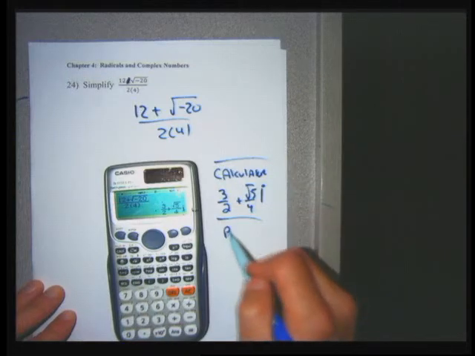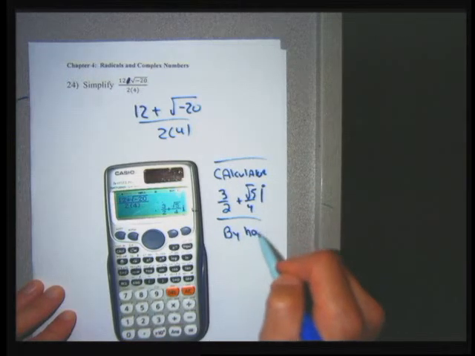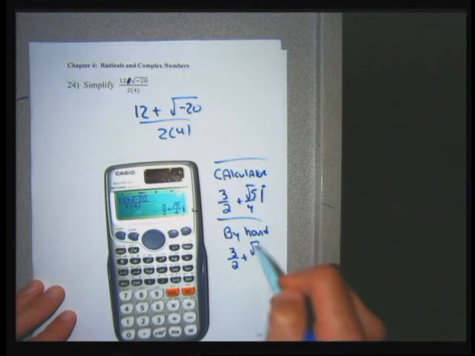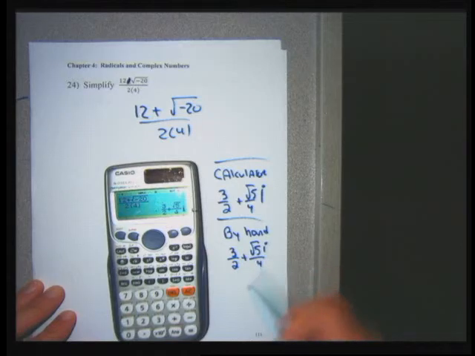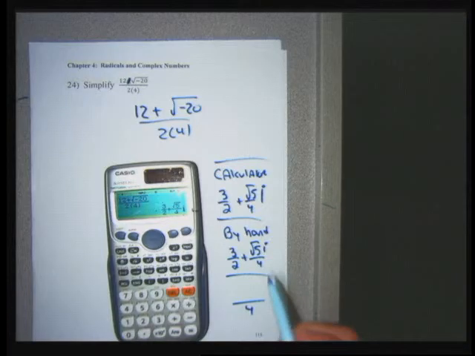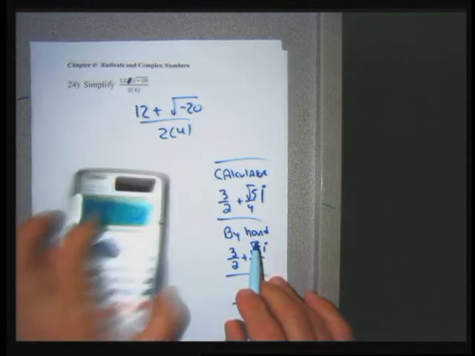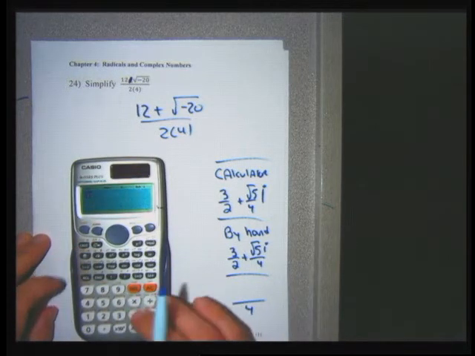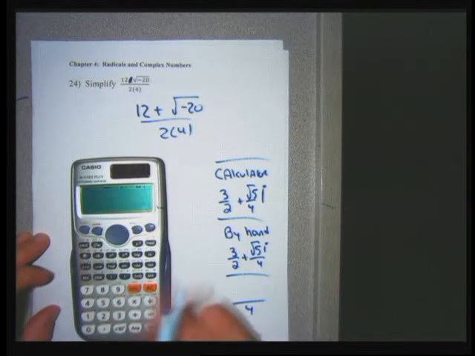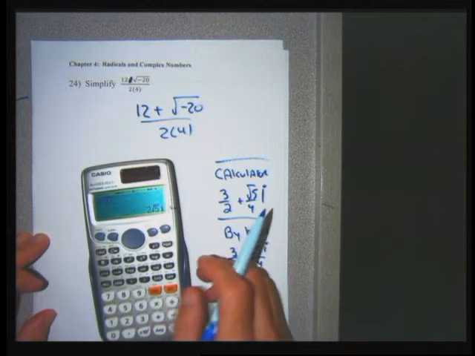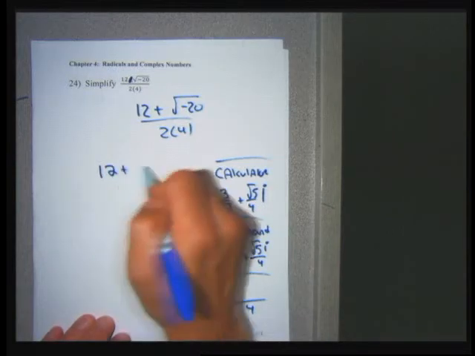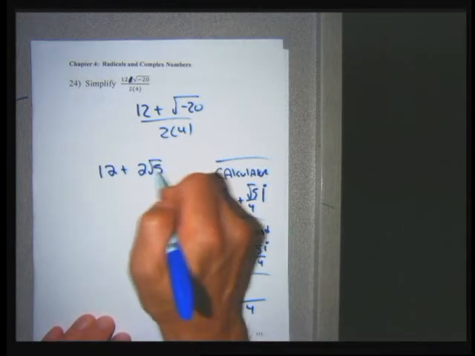By hand, my 2 fraction answer is going to have the i in the numerator. It's going to be 3/2 plus the square root of 5 times i over 4. And my 1 fraction answer is going to have a 4 in the denominator. Let me do this by hand. The first thing I'm going to do is reduce the square root of -20. The square root of -20 reduces to 2 times the square root of 5i. So by hand, I'm going to say this is 12 plus 2 times the square root of 5i.